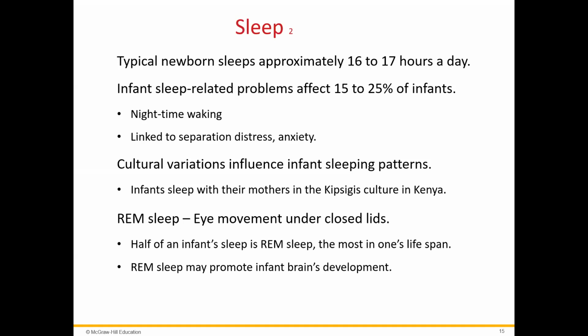Anyways, half of an infant's sleep is REM sleep. This is very atypical. This will be the highest percentage of REM sleep that a person ever experiences, during their infancy, right after birth. And then for a typical adult, we'll get down to approximately 20% of our sleep being REM sleep. So when you're first born, it starts at 50%.